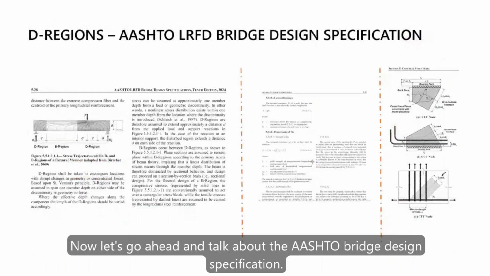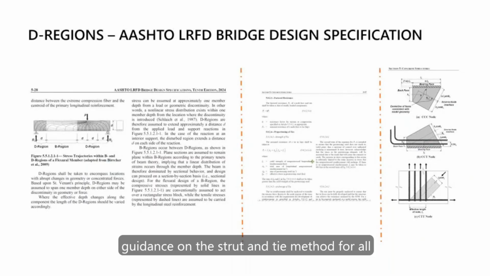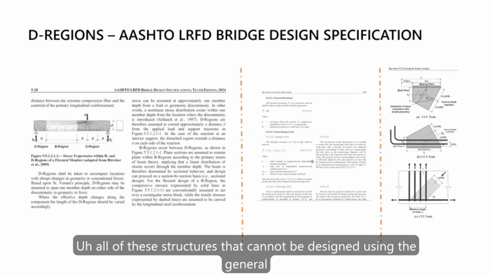Now, let's go ahead and talk about the AASHTO bridge design specifications. Like other concrete codes, here the AASHTO specification offers guidance on the strut and tie method for all of these D regions, specifically for concrete bridge substructures. All of these are structures that cannot be designed using the general beam theory.